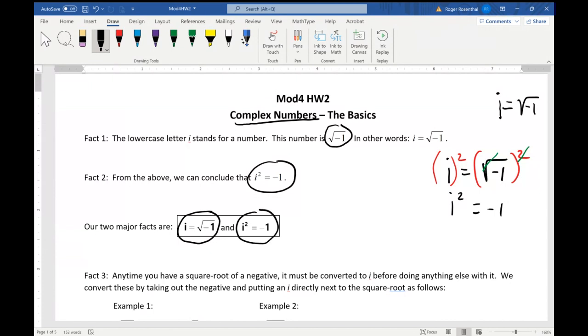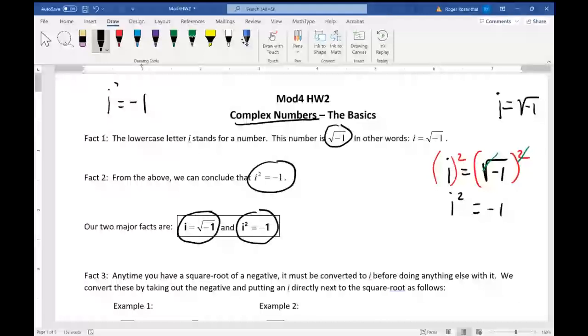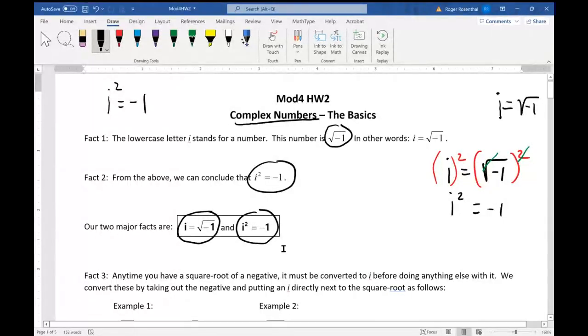Now be careful. I think every single semester, somebody at some point tells me that i is equal to -1. i is not -1. It's the square root of -1. It's i squared that is equal to -1. Okay.